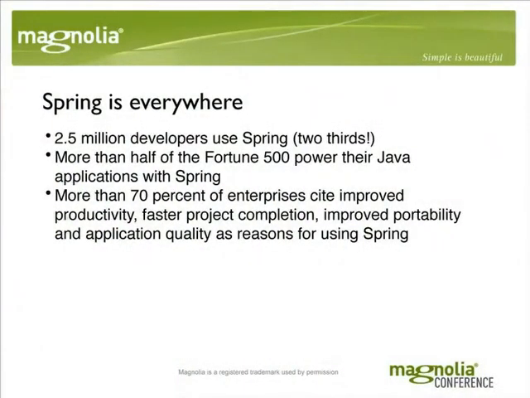There's 2.5 million developers using Spring worldwide, which is 2/3 of all Java developers, which is kind of amazing. More than half of the Fortune 500 use Spring. And more than 70% of enterprises cite improved productivity, faster project completion, improved portability, and application quality as reasons for using Spring.